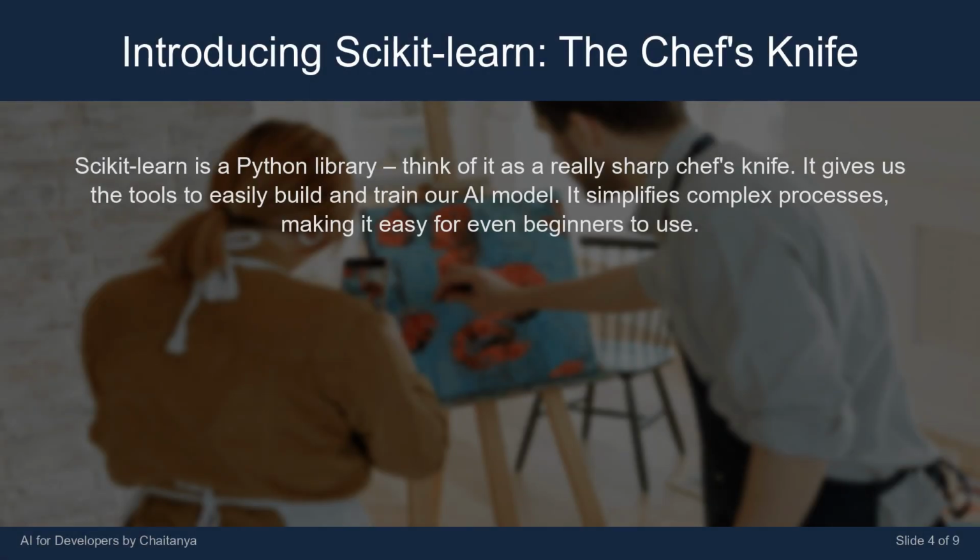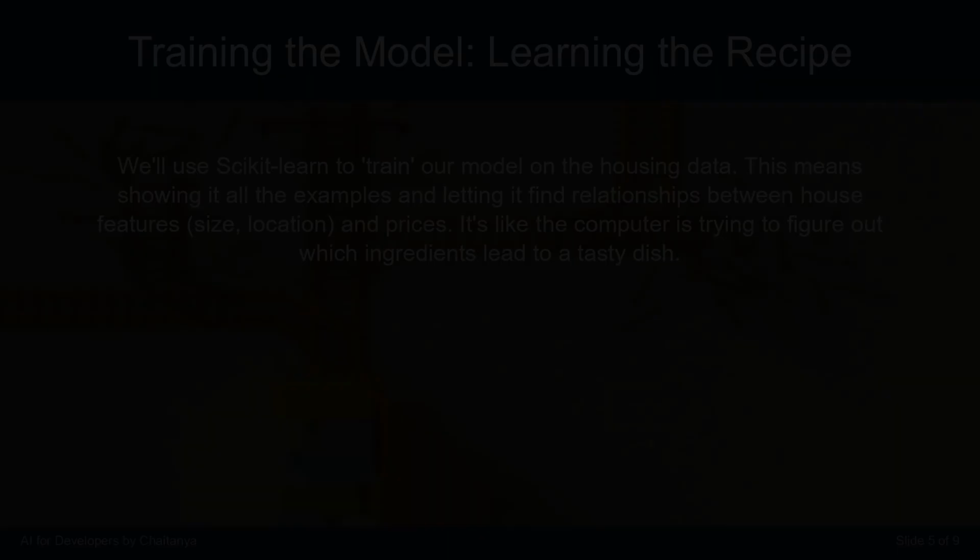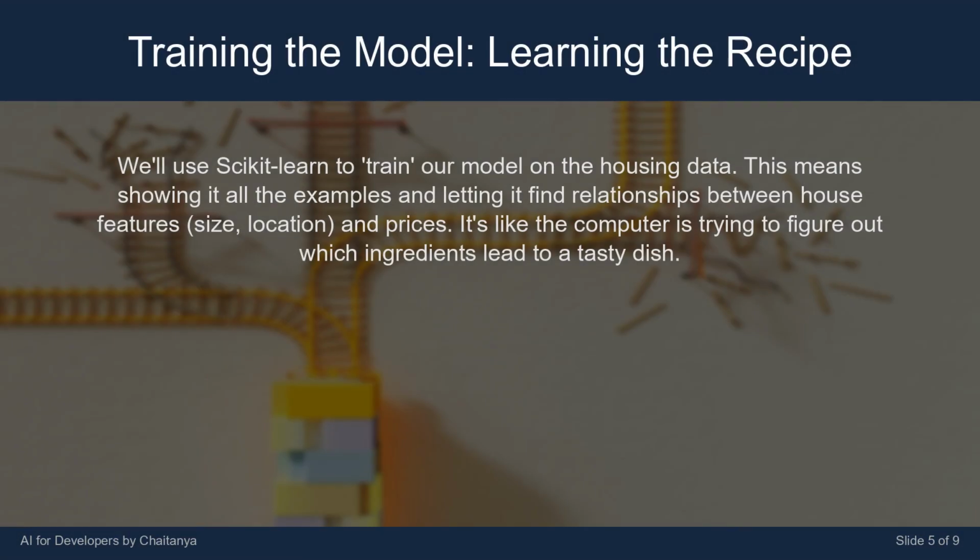Scikit-learn is a Python library. Think of it as a really sharp chef's knife. It gives us the tools to easily build and train our AI model. It simplifies complex processes, making it easy for even beginners to use. We'll use Scikit-learn to train our model on the housing data. This means showing it all the examples and letting it find relationships between house features, size, location, and prices. It's like the computer is trying to figure out which ingredients lead to a tasty dish.